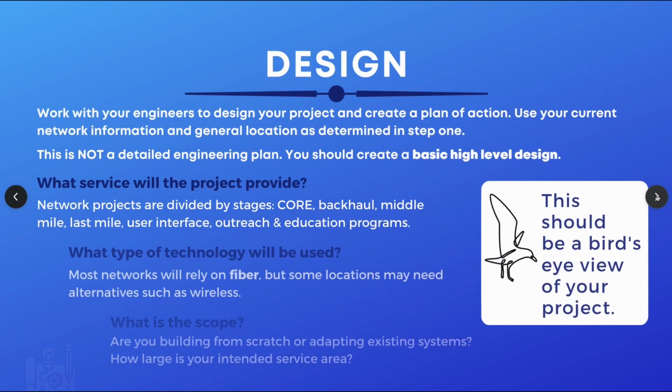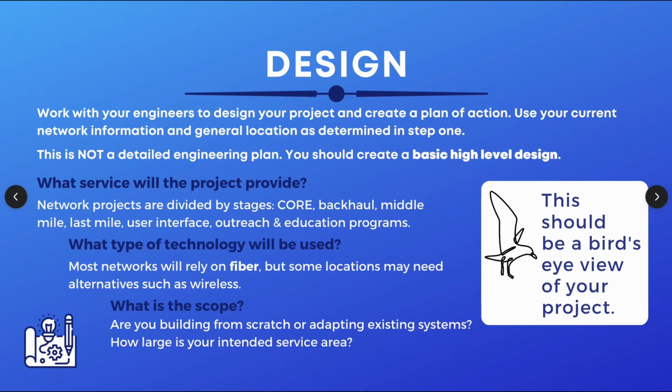The next component in the process is to create a project design. Utilizing engineering resources, you will want to create a project design using your current network information and plan for where you want to apply for grant funding. Typically, this is not a detailed engineering plan for building the network, but instead a high-level design that shows where you will build and how you will connect to your existing network.